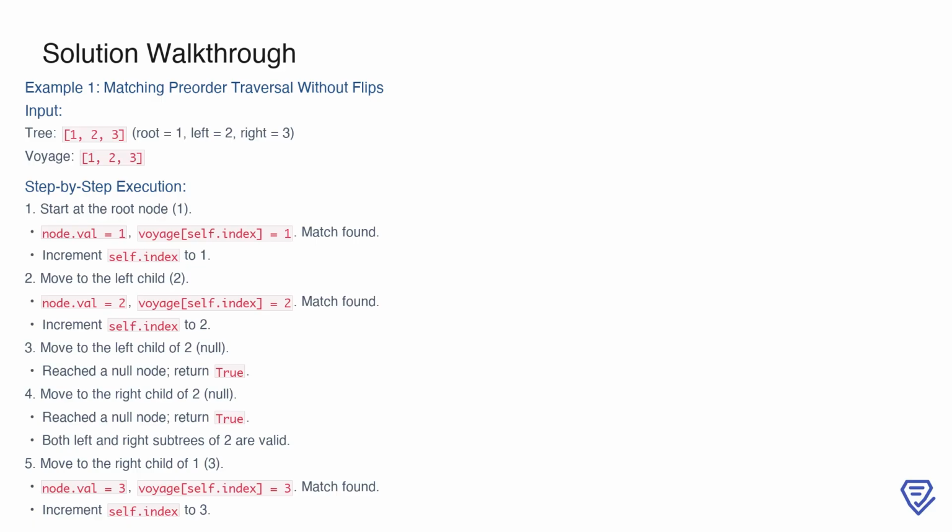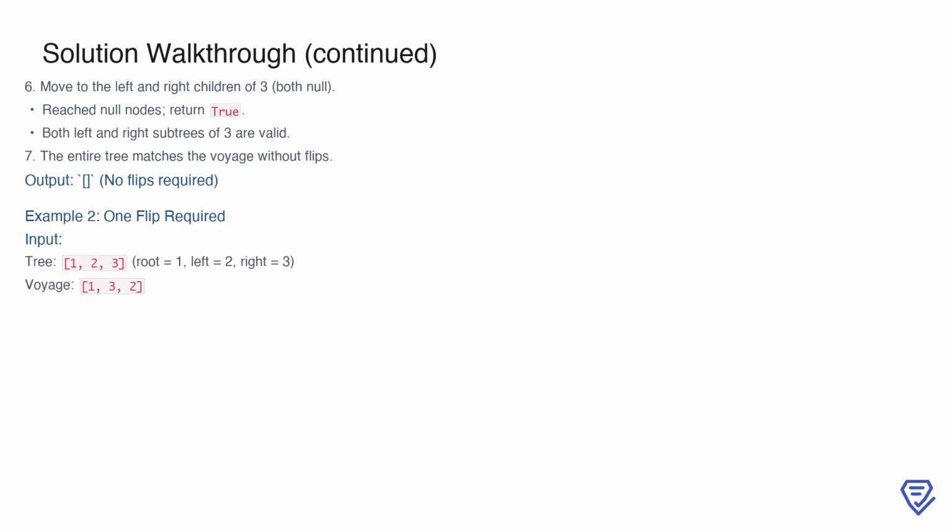Finally, we move to the right child of the root, which has value 3. This matches the next value in the voyage, so we increment the index once more, completing the traversal of this node. Now, we check the left and right children of node 3, which are both null. Since we've reached null nodes, we return true for both sides, confirming that the left and right subtrees of node 3 are valid. With this, the entire tree matches the voyage perfectly without requiring any flips. The result is an empty list, indicating no flips are necessary.